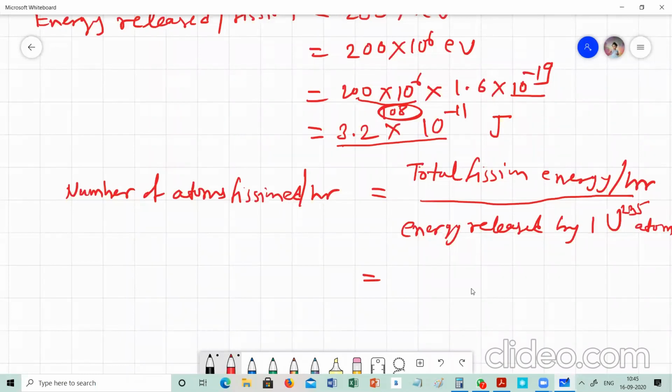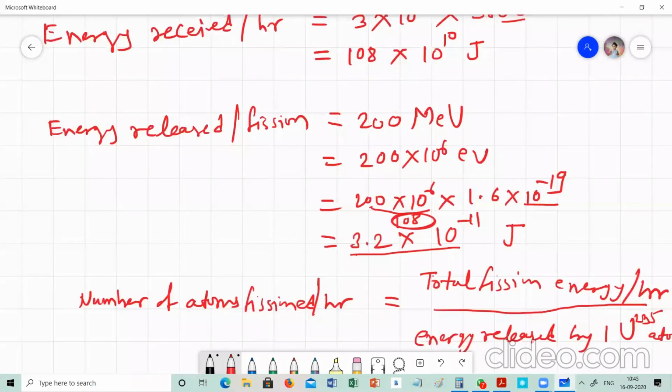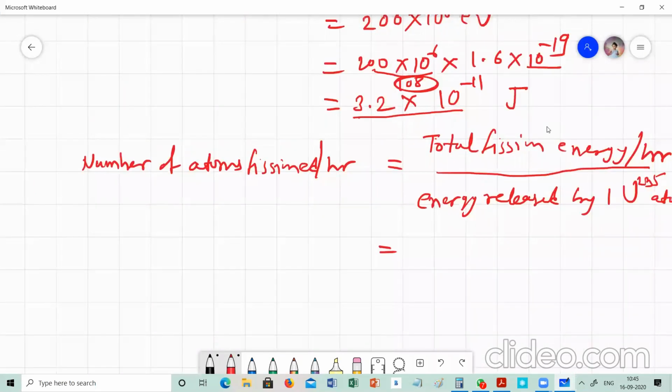Means what? The energy received from the power plant in an hour is equal to 108 into 10 raised to 10. This is the energy developed by that particular plant. And the energy released by one atom is 3.2 into 10 raised to minus 11. So by this division, we can get the total number of atoms.